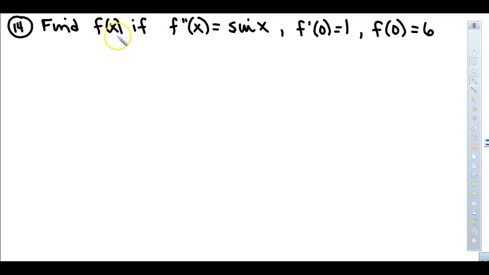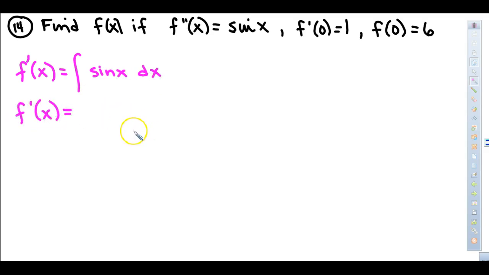Going to do the same thing. We've got to figure out f of x. We know f double prime of x. We know a point on f prime, and we know a point on f. Okay? So, to figure out what f prime of x is, we have to integrate f double prime. You're going to go backwards here now, because it's trig. That's the only way you know how to integrate trig right now is to go backwards.